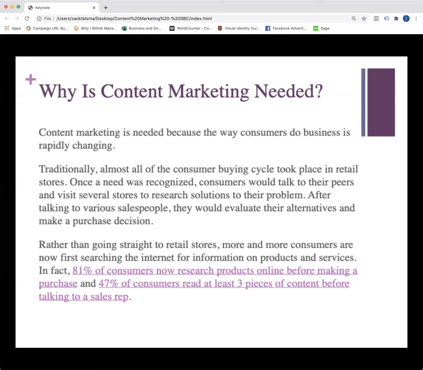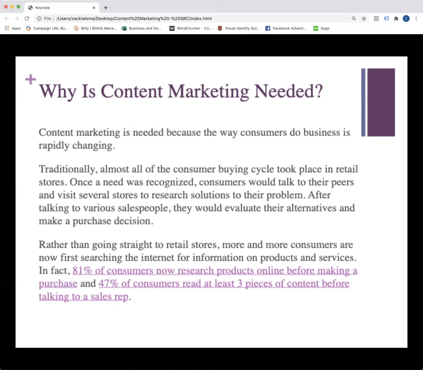You might talk to some salespeople, you might look through the shelves and see if there's anything. Again, ask friends and family, get their recommendations. But now with the rise of the internet, that's all changed. Rather than going straight to retail stores, more and more consumers are now searching on the internet first to get some ideas of what they should be buying.